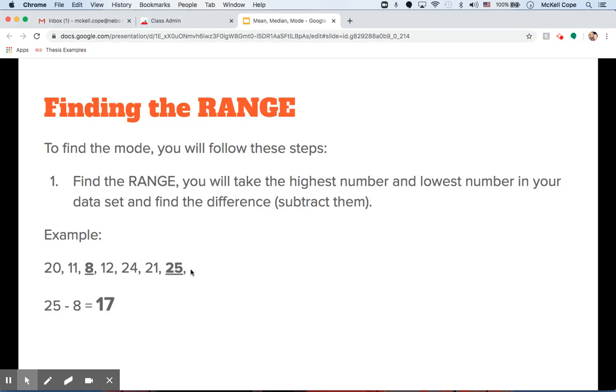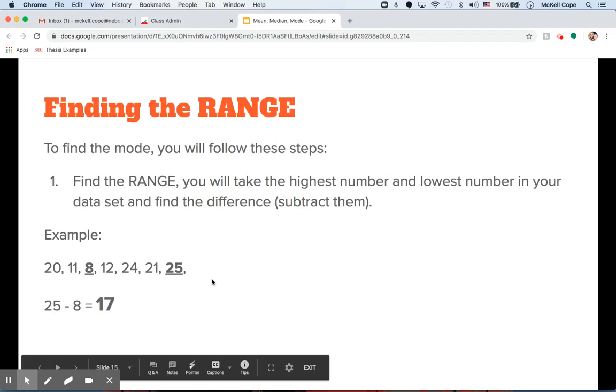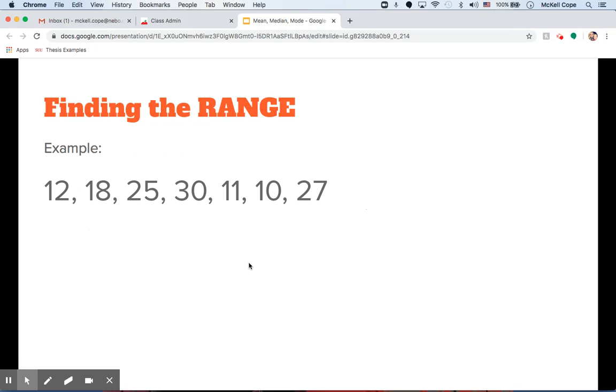So in this case, in this example, I have 25 as my highest number and 8 as my lowest number. So I'm just going to simply subtract those, and that is my range. In this set of data, I have a range of 17 numbers. And then we can also analyze that in other ways. So let's go ahead and look at the next slide. I want you to try to find the range on your own. Go ahead.